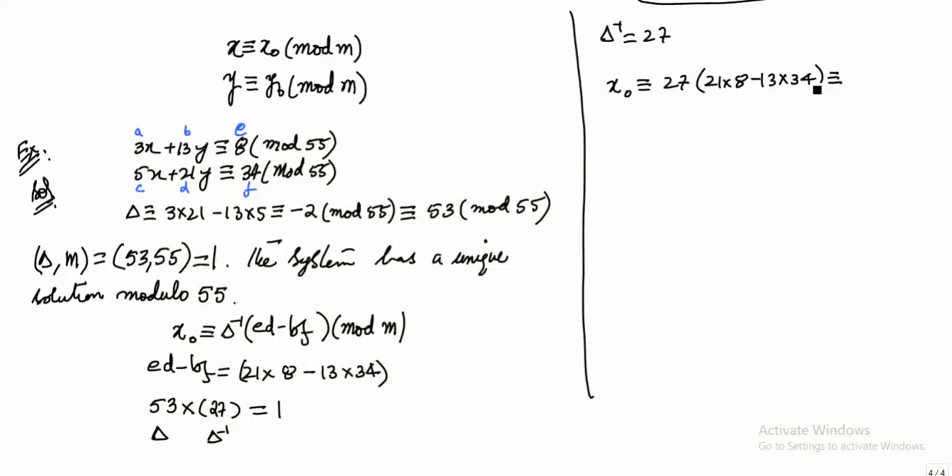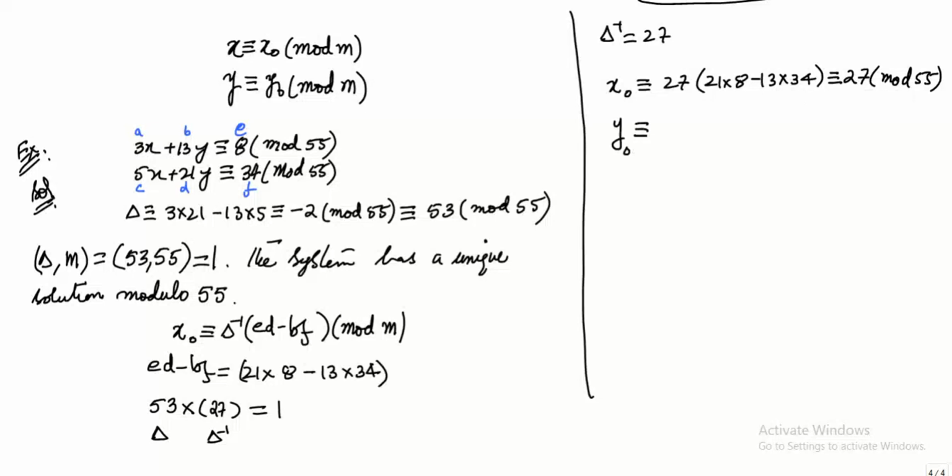Now x null is congruent to 27 times (21 times 8 minus 13 times 34), and this is congruent to 27 modulo 55.